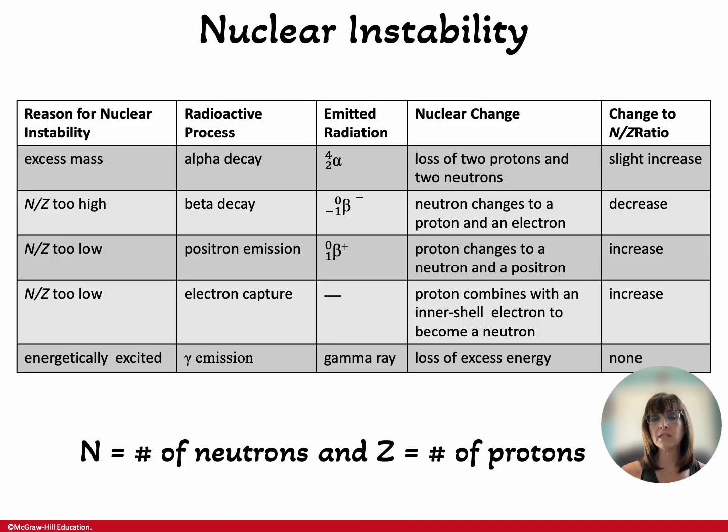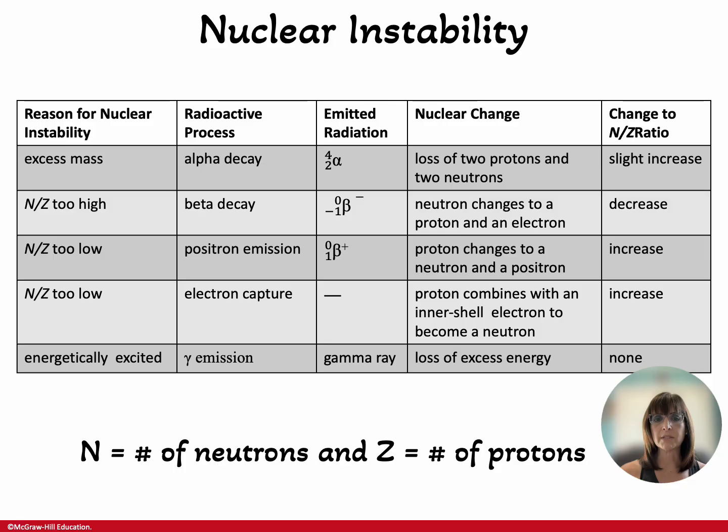Another possibility when N to Z is too low because you have too many protons. Guys, remember, when you have a numerator and a denominator, and that denominator becomes really big, your overall answer becomes small. We saw this with the K expressions, equilibrium, Ka, the acid dissociation constant. So another opportunity here to fix the situation is to capture an electron, because a proton and an inner shell electron will become a neutron. So now you're going to raise that numerator a little bit to balance out that ratio.